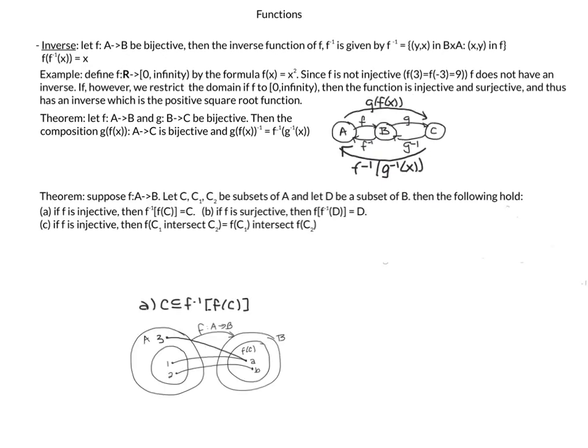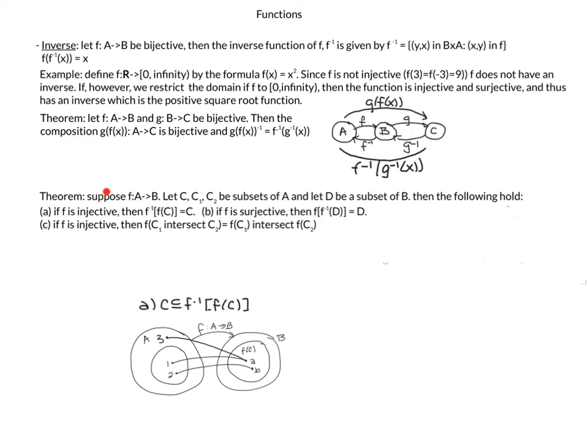Our last theorem: suppose f goes from A to B, C, C1, C2 are subsets of A, and D is a subset of B. Then the following hold. If f is injective, then f pre-image of f of C is equal to C, and if f is surjective, then f of the pre-image of D is equal to D. And if f is injective, then f of C1 intersect C2 equals f of C1 intersect f of C2.